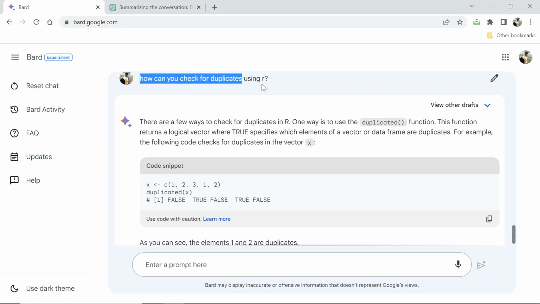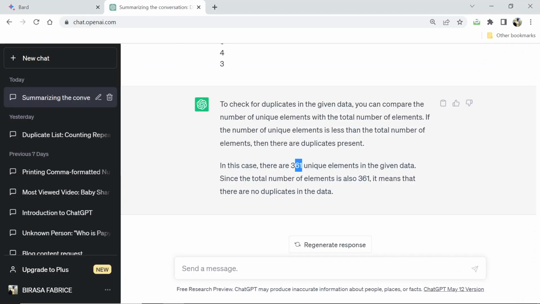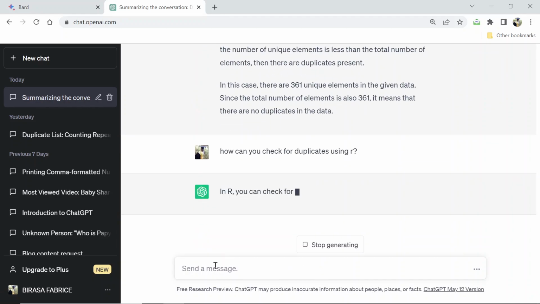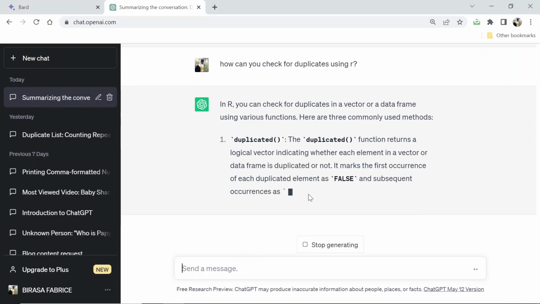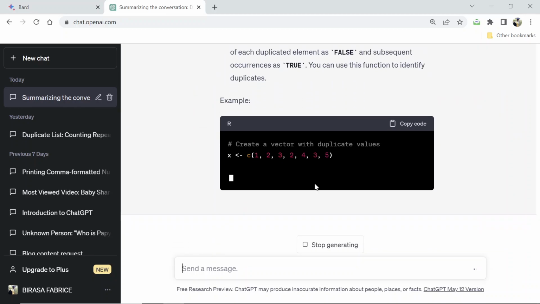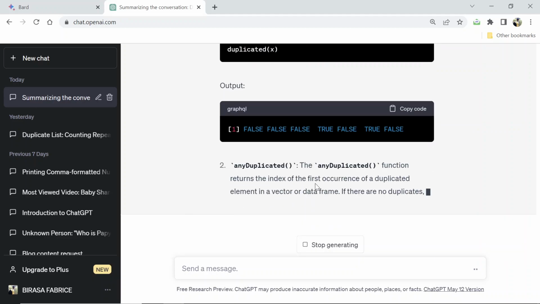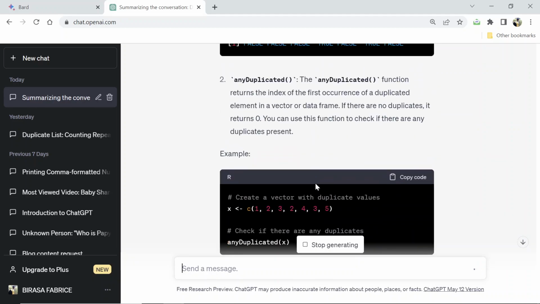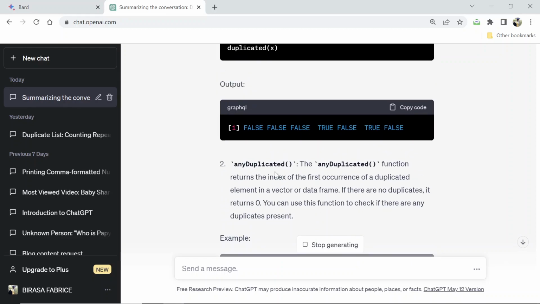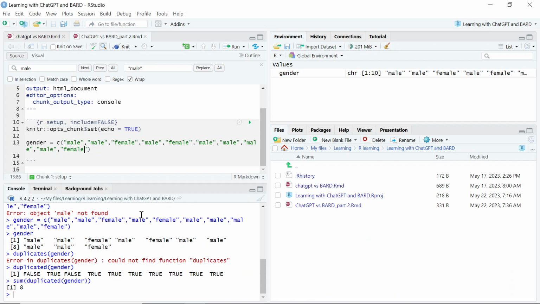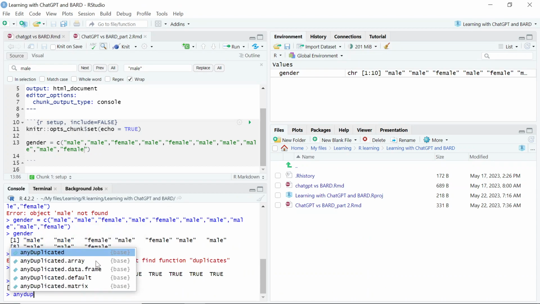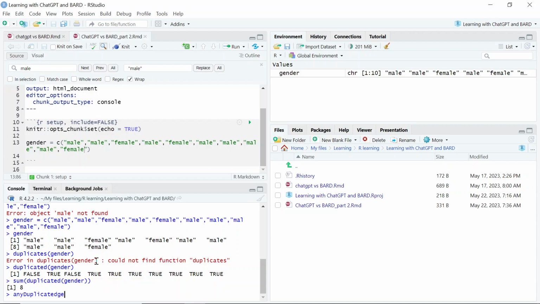Let me ask this question to ChatGPT and see its suggestion. Okay, it suggests the same. If it suggests the same, I'm not going to repeat it. But there's an addition: anyDuplicated. Let me use this function, anyDuplicated, using gender. I want to see the result of this function.